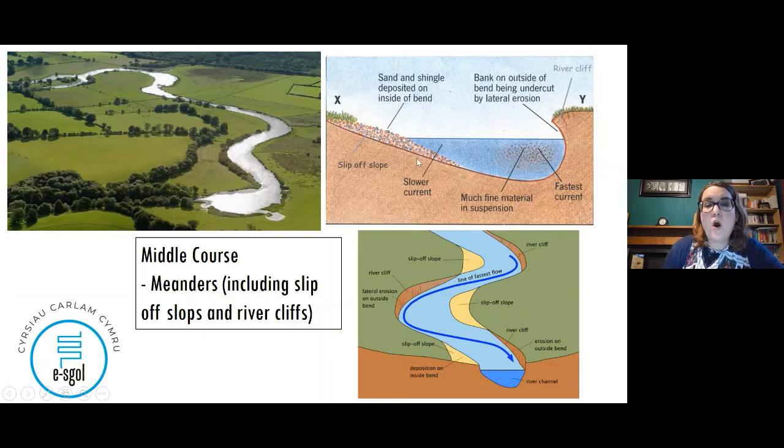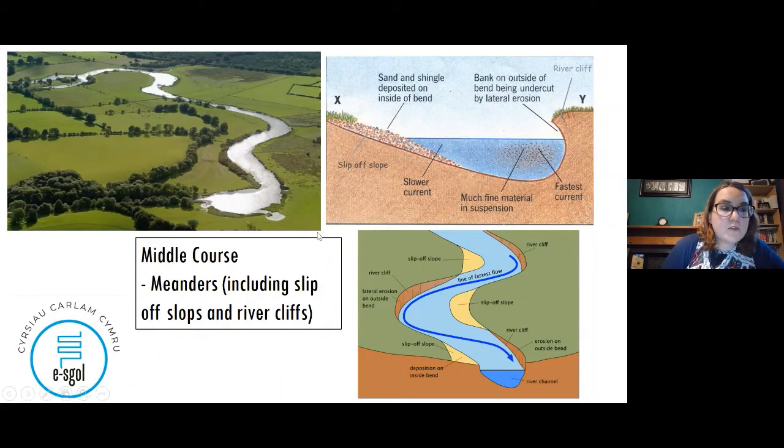cliff. On the inside bend here, we have our slip-off slope, which is where sand and shingle have been deposited on the inside of the bend. We also have a much slower current. As we said earlier, that slower current is what causes that deposition because there's not enough velocity to carry that material any further.